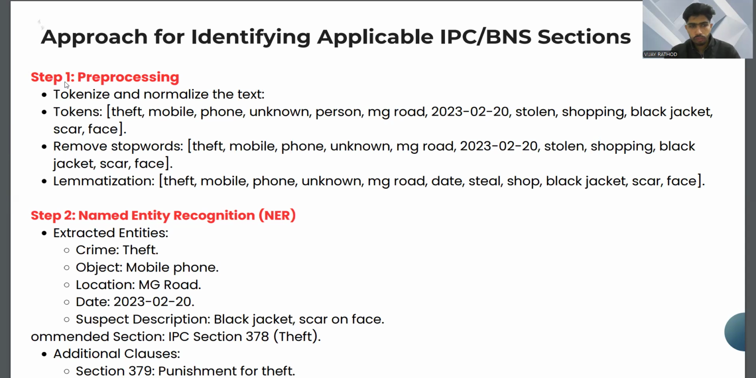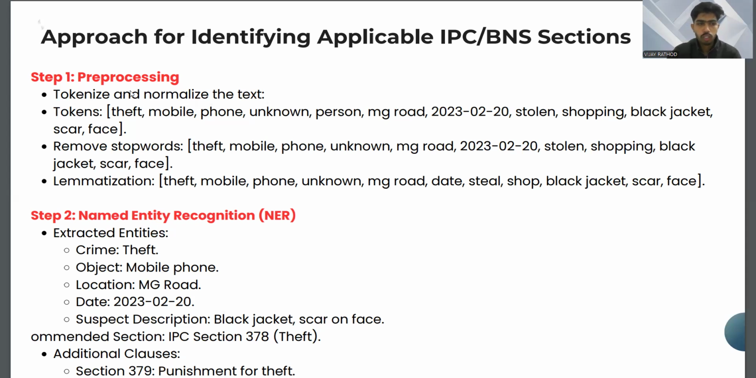Now, what is the approach for identifying the applicable IPC and BNS sections? First is preparation: tokenize and normalize the text. Second, tokens: theft, mobile phone, unknown person, MG Road, date, stolen, shopping, black jacket, scarf, face. All these are basically the tokens of the given data. Third, we remove stop words, leaving terms like theft, mobile phone, unknown, MG Road, date, stolen, shopping, black jacket, scarf, face.